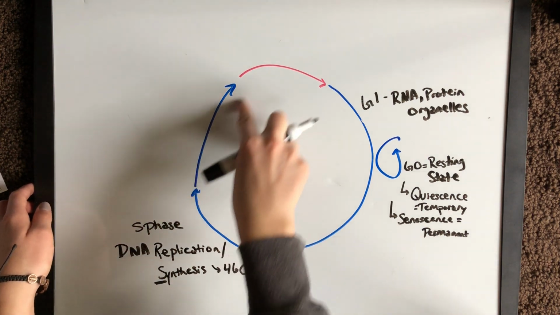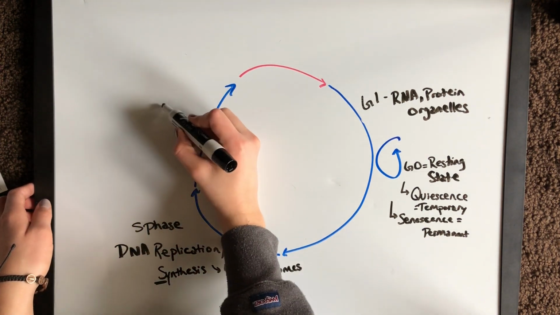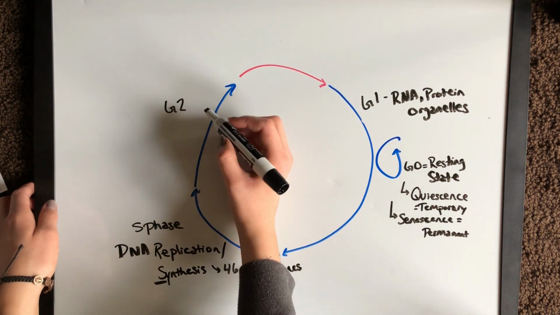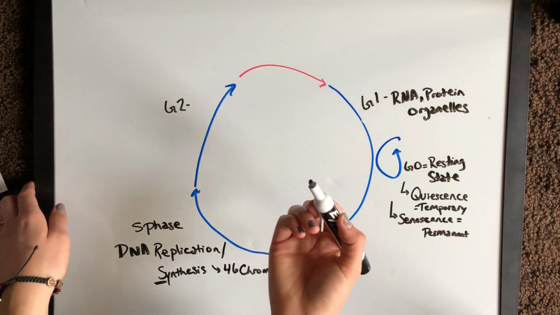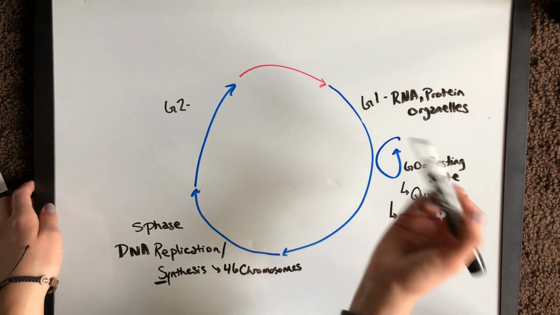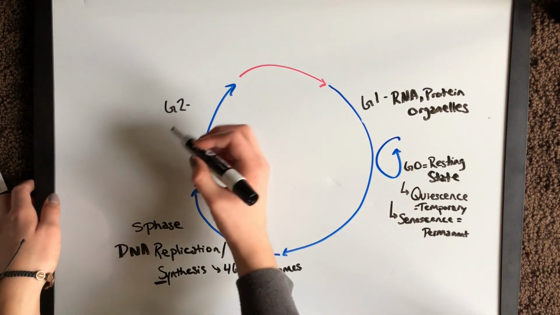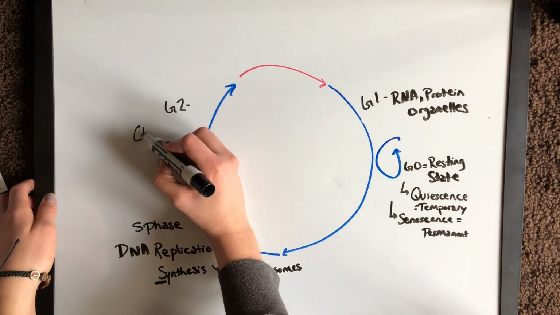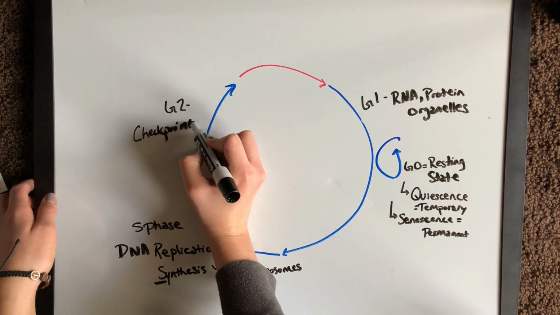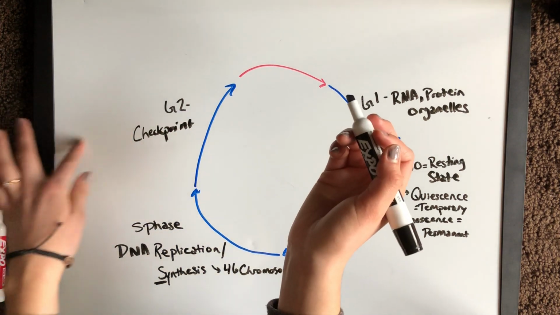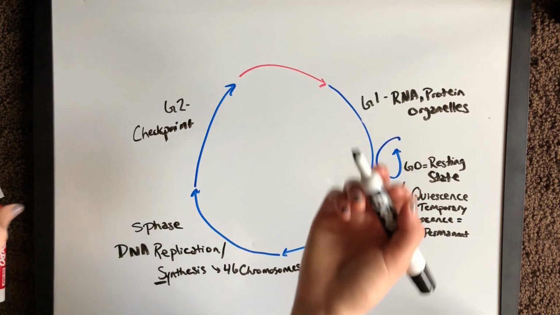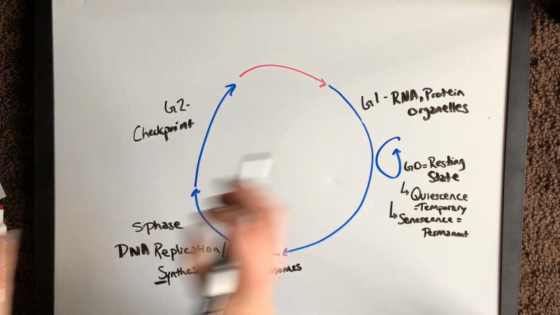And then our last blue arrow is our G2 phase. This is pretty much just a checkpoint, just to make sure that everything was replicated well and that we're ready to go into the next part of the cell cycle. To make sure that all is good to go. And that's all.